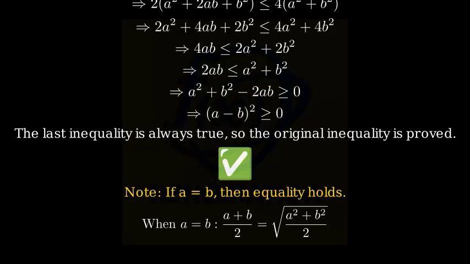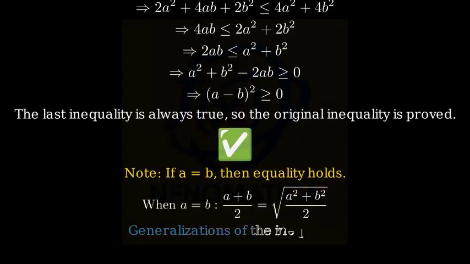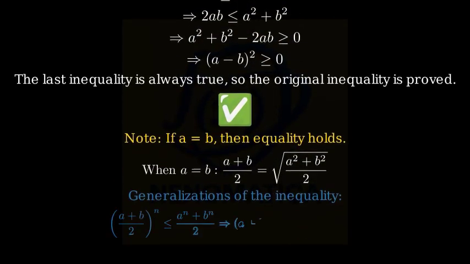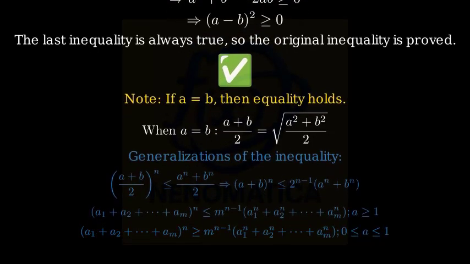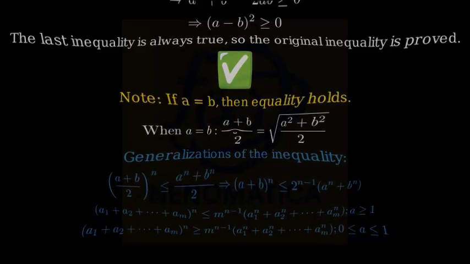The theorem can be generalized. We can extend this inequality to higher powers and to multiple variables. For example, the nth power of the arithmetic mean is less than or equal to the nth power mean when n is greater than or equal to 1. And for multiple variables, the nth power of the sum of m variables divided by m is less than or equal to the sum of the nth powers divided by m when n is greater than or equal to 1.